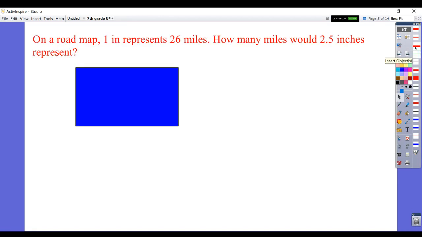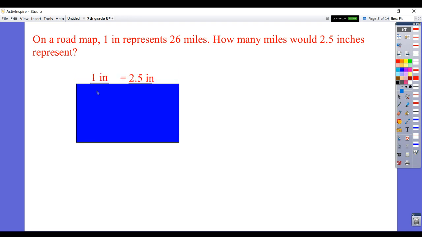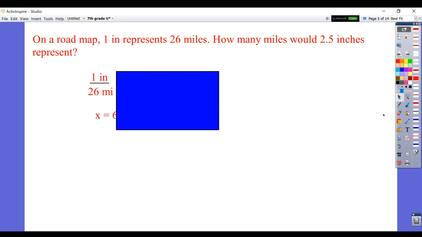The next one is on a road map. If 1 inch represents 26 miles, how many miles would 2.5 inches represent? So of course you can solve this in more than one way, but one way that would make a lot of sense based on what we've done is the idea of using cross products. So we know that 1 inch is equal to 26 miles. So we can set that up as a ratio.